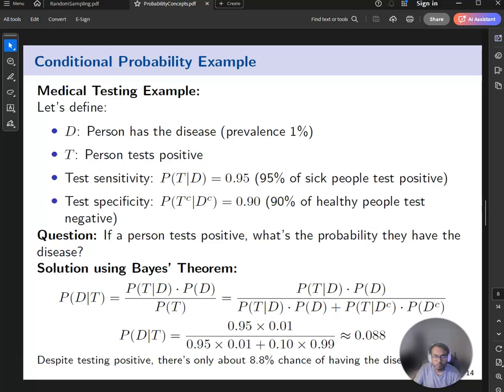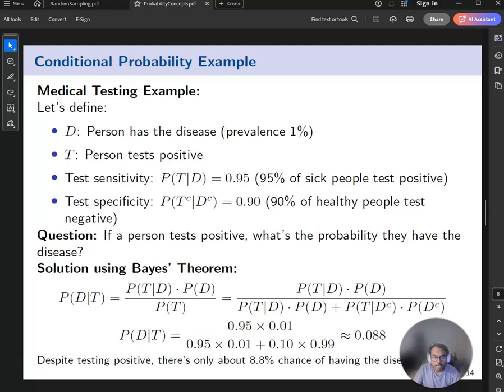Here's one more worked example, and sometimes it is useful to think in terms of conditional probability because it can give you a result which is counterintuitive. So imagine you have a medical test for a disease that affects just 1% of the population. This means that only 1% of the population is known to have this condition.